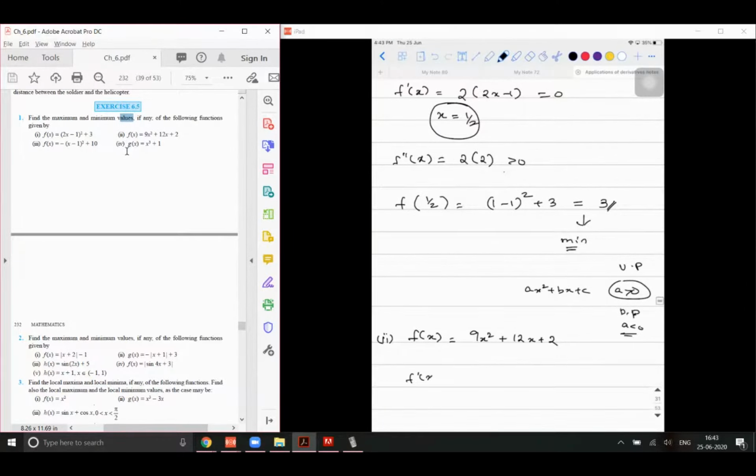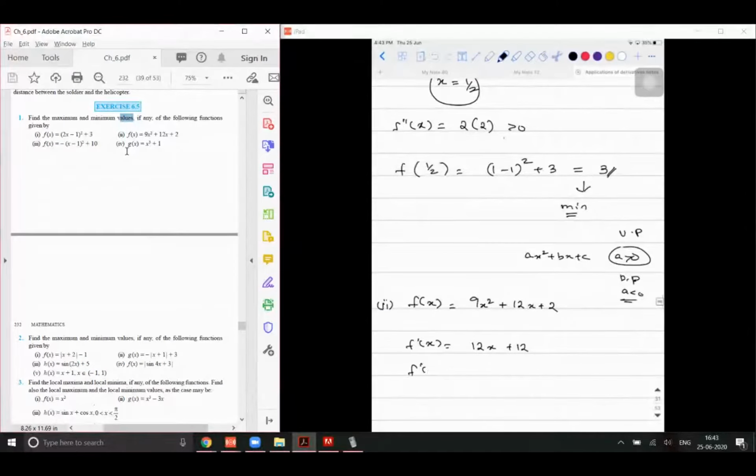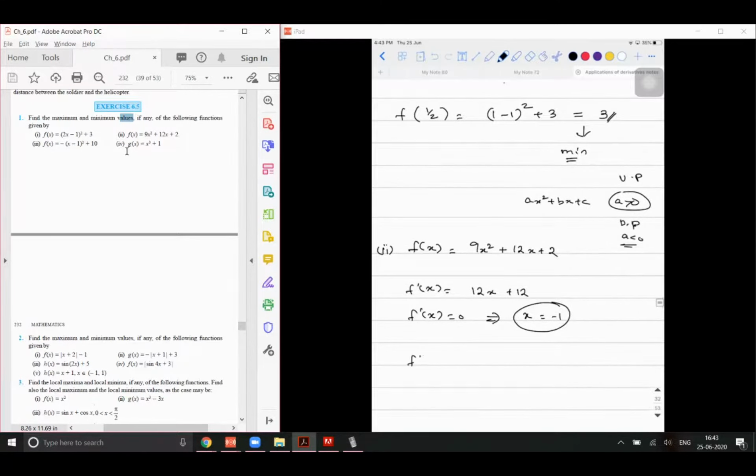Right. So f dash of x will be 18x plus 12. Sorry, 18x plus 12. So f dash of x equal to 0 implies x is equal to minus 2 by 3. Then f double dash of x is 18, so greater than 0. So this will be the point of minimum.